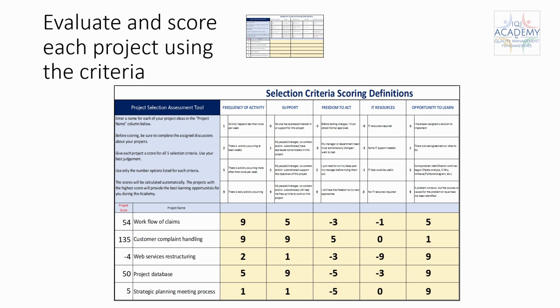The scores that we gave these projects indicate that customer complaint handling is likely to be a good project to use in the Academy. Workflow of claims is a distant second choice. It is unlikely that either web services restructuring or strategic planning meeting process will be useful Academy project selections.